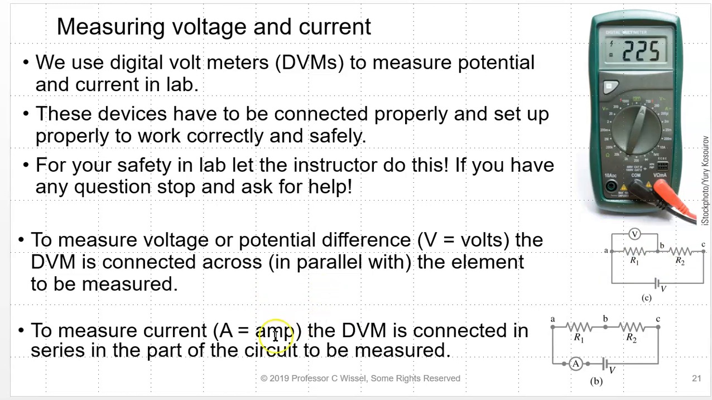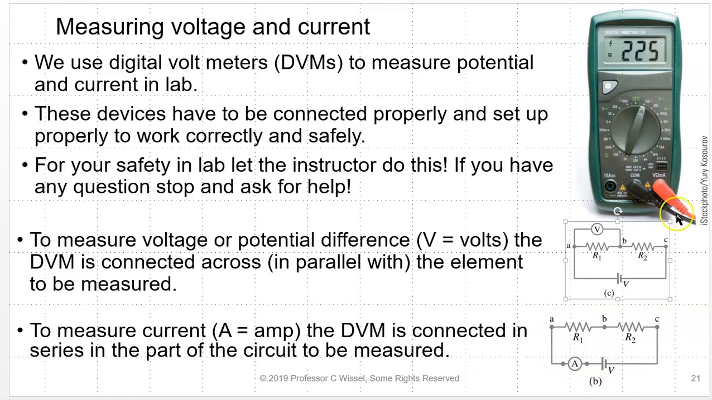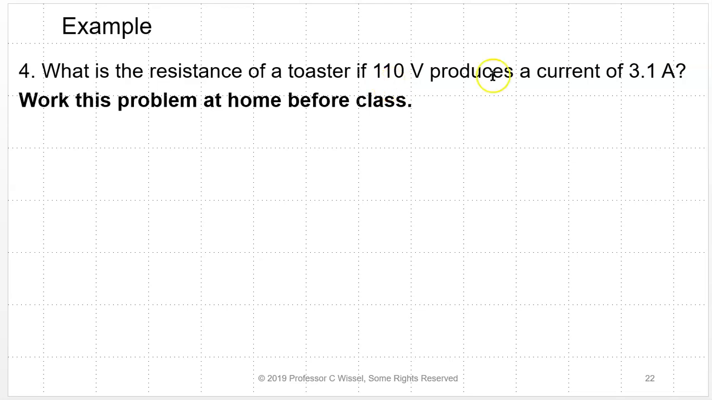To measure current, which is amperage, the digital voltmeter is connected in series with the part of the circuit to be measured. So here, what you have to do is break the circuit and replace one of the wires with this. You also have to set up the dial to measure current and the proper scale. And by the way, measuring current is indicated by this little circle with the A in it. The A stands for amps. So when you see this circle with an A, that means you have a digital voltmeter connected up to measure amperage. If you see the circle with a V, that means you have a digital voltmeter connected up to measure potential or voltage.